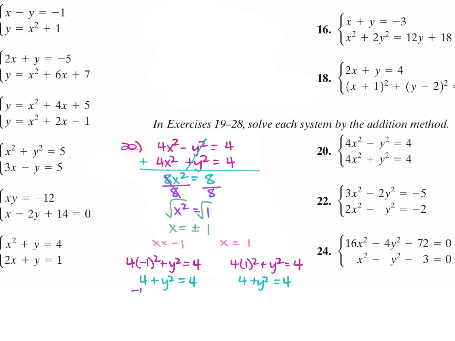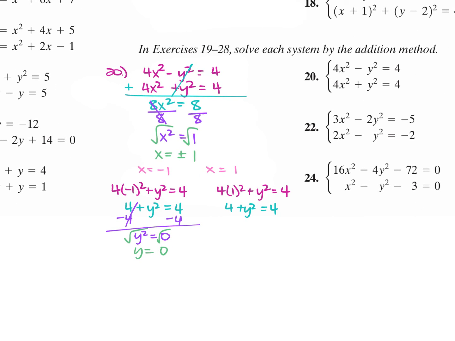Move your 4 over, subtract it from both sides. That gives you y squared is equal to 0. Take the square root of both sides, and y is equal to 0. Remember, 0 is neither positive nor negative, which is why you don't put the plus or minus in front of it. So you have two solutions here, one that is negative 1, 0, the other that is positive 1, 0.